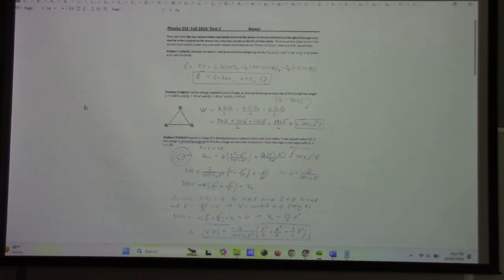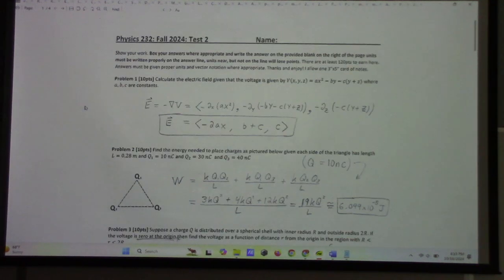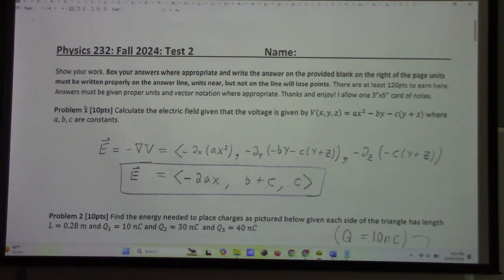All right, so let me blow this up a bit here. So problem number 1, calculate the electric field given that the voltage is as such here. So we simply remember the electric field is the gradient of the voltage function times -1. So I take the partial derivative with respect to x for the first component.